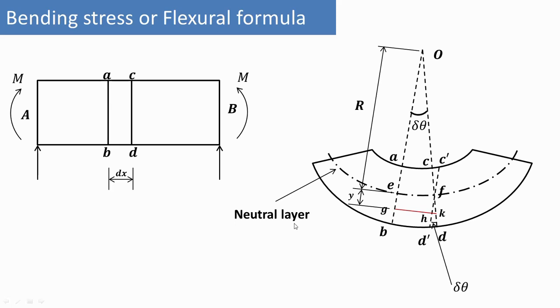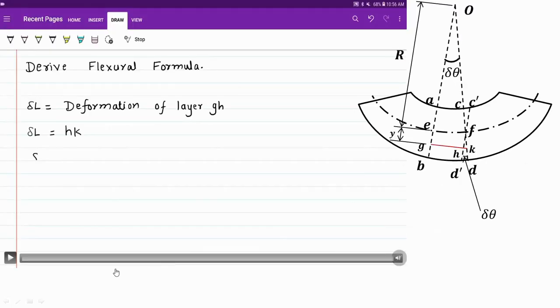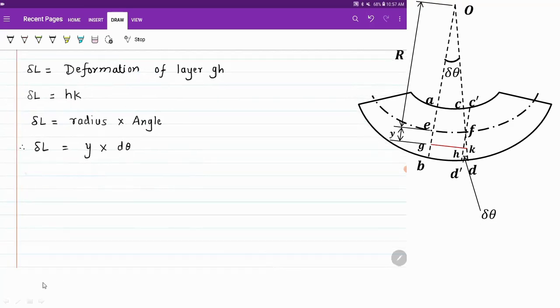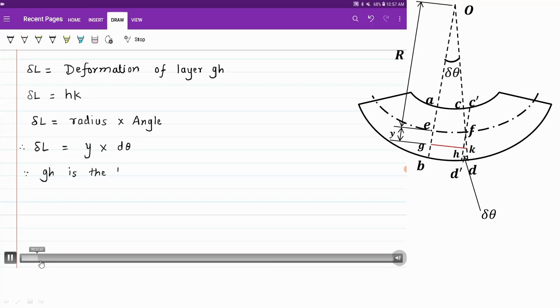The neutral layer is the layer which is neither in tension nor in compression. Just now we have seen that delta L, that is the deformation of layer GH, is HK. Now HK is nothing but a very small arc, that is radius into theta. The radius is nothing but this distance FH, that is y, and the angle is delta theta. So it is y into delta theta, or d theta. GH is the layer located at a distance y from the neutral axis.